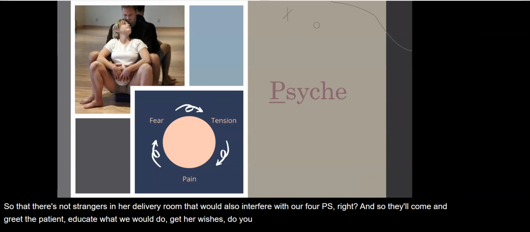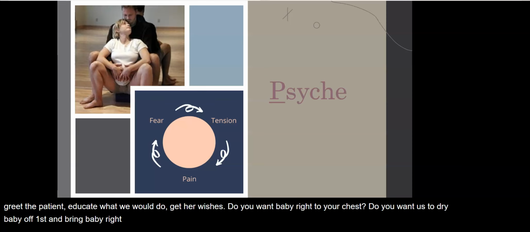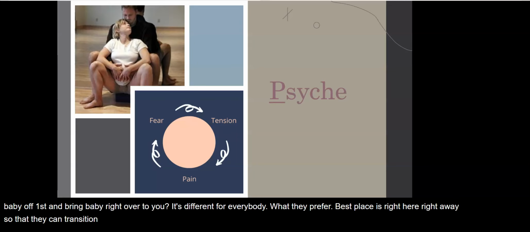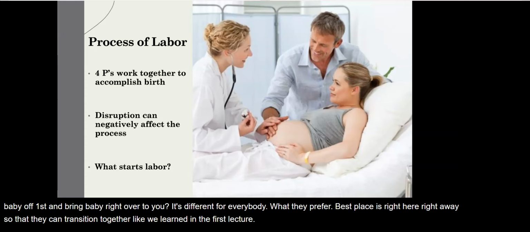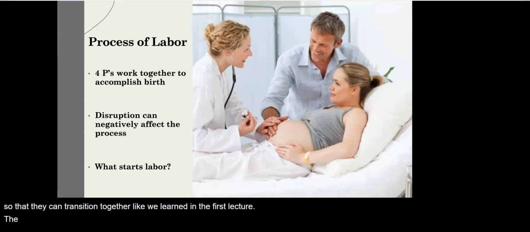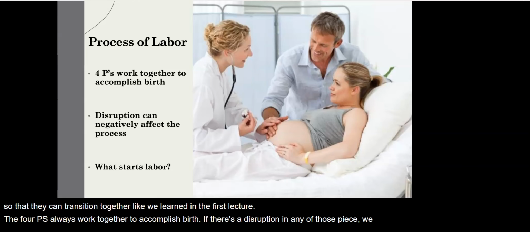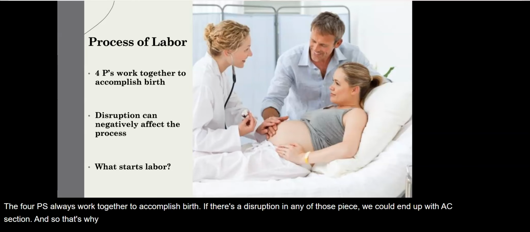Do you want baby right to your chest? Do you want us to dry baby off first and bring baby right over to you? It's different for everybody what they prefer. Best place is right here, right away, so that they can transition together like we learned in the first lecture. The 4 Ps always work together to accomplish birth. If there's a disruption in any of those Ps, we could end up with a C-section. And so that's why we want to make sure all those Ps are working together for our optimal outcome of a vaginal birth.